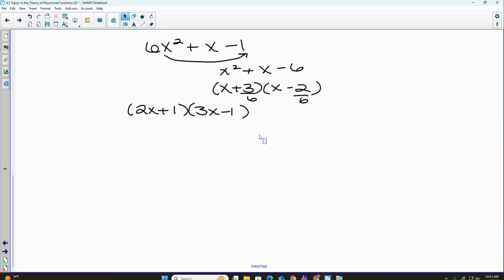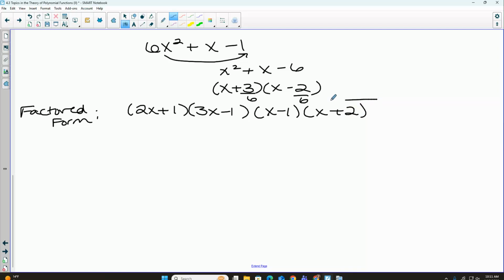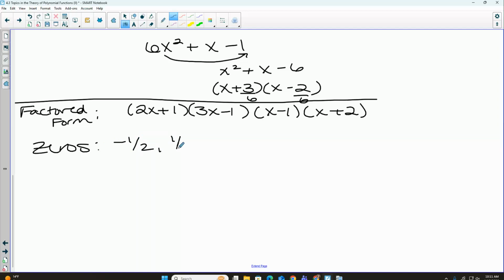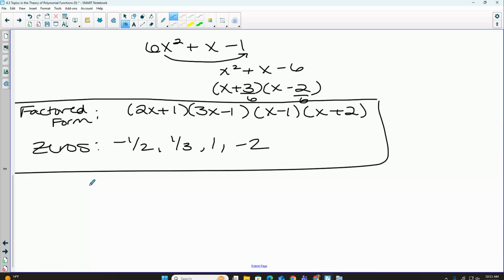Okay, in my factored form, how many parentheses should I have? 4. Here's 2 of them. What else do we need? So remember the numbers that worked up here. So if we have a 1, that's x minus 1. If we have a -2, that's x plus 2. That's the factored form. The zeros, if you set each parenthesis equal to 0, we get -1/2, +1/3, 1, and -2, which were all numbers on our list of possible zeros.